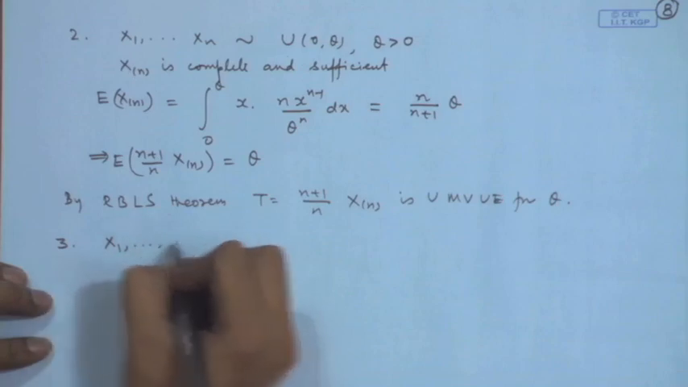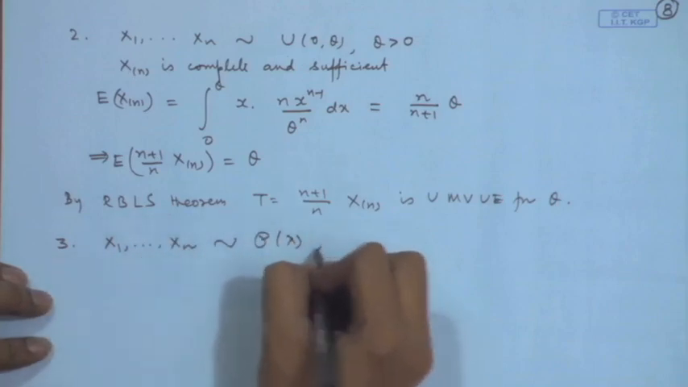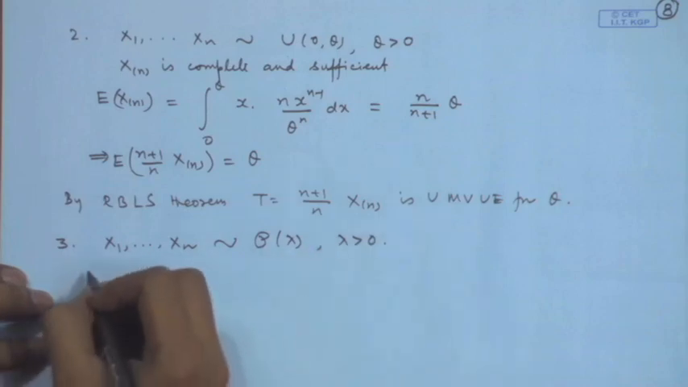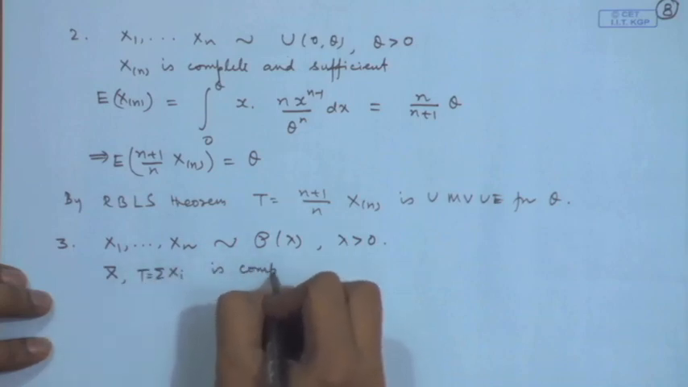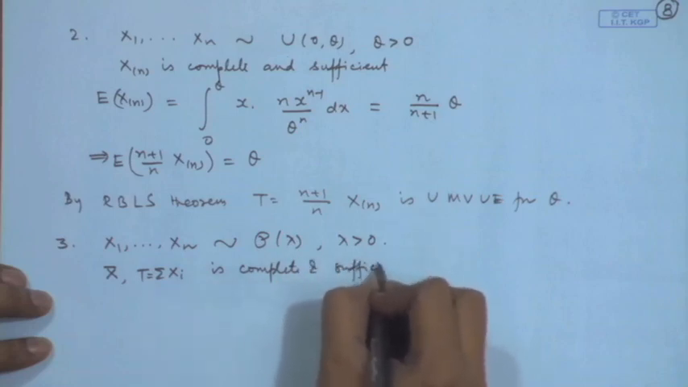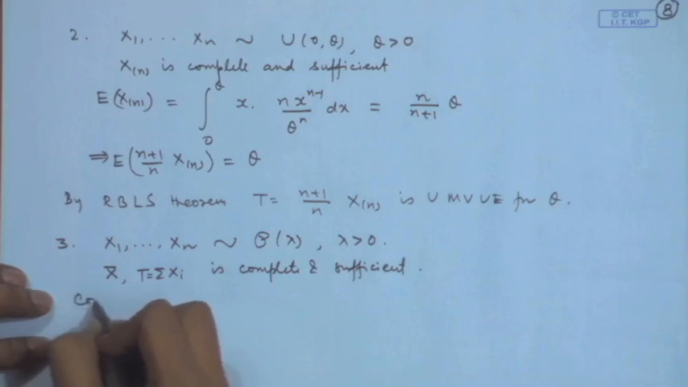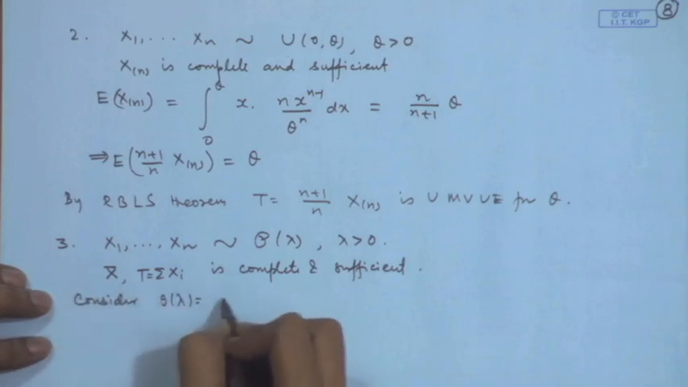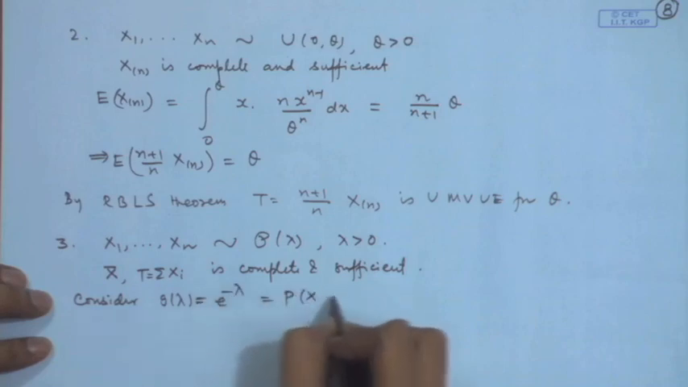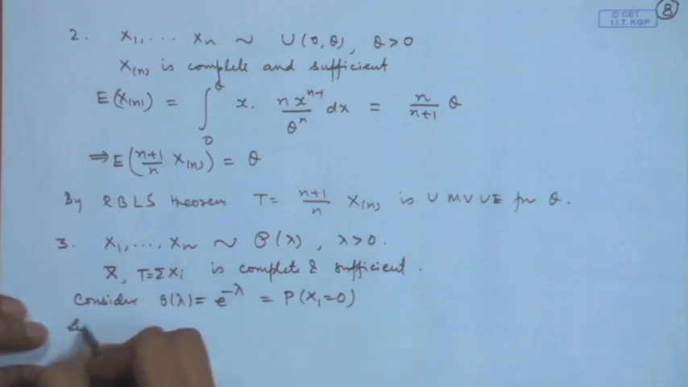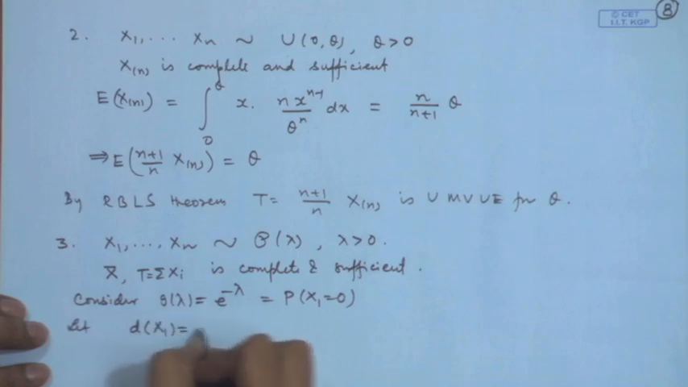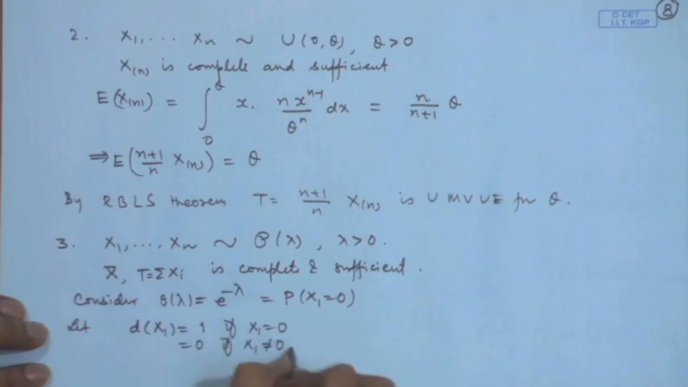Let us consider say X1, X2, ..., Xn following Poisson lambda distribution, lambda positive. Now, here X bar, or you can say sigma Xi, this is complete and sufficient. Suppose I am considering g lambda is equal to e to the power minus lambda, which, as I had explained, is actually the probability of X1 is equal to 0. That is the proportion of 0 occurrences in a given problem. Let us define say d X1 is equal to 1 if X1 is 0, and it is equal to 0 if X1 is not equal to 0.